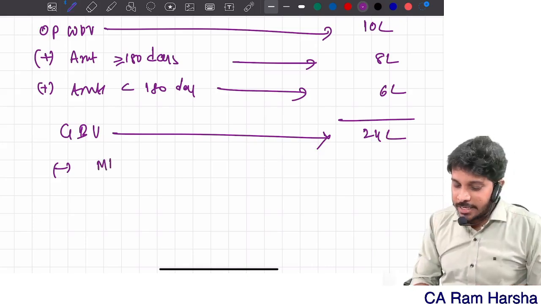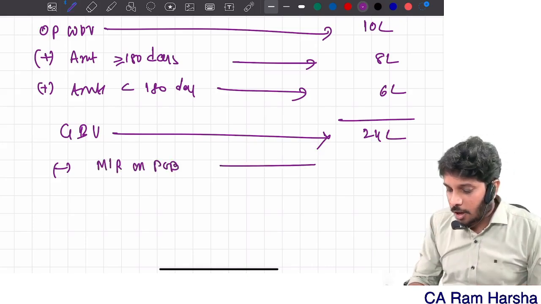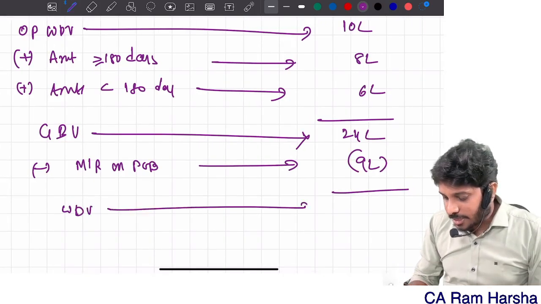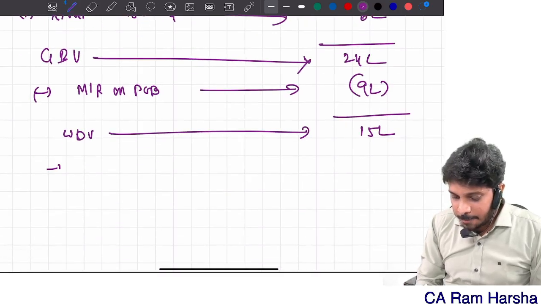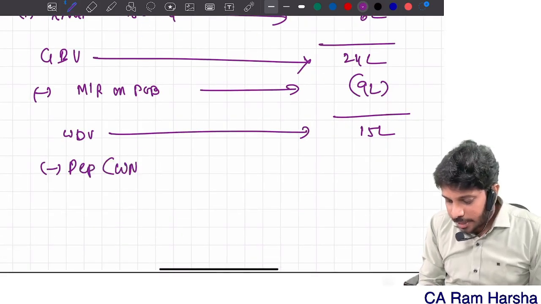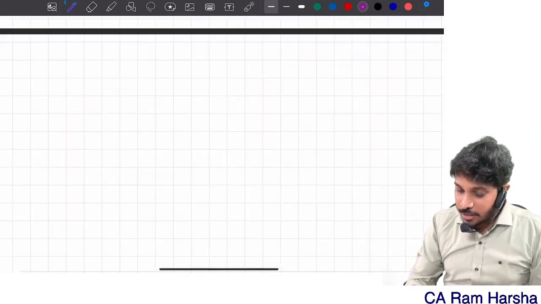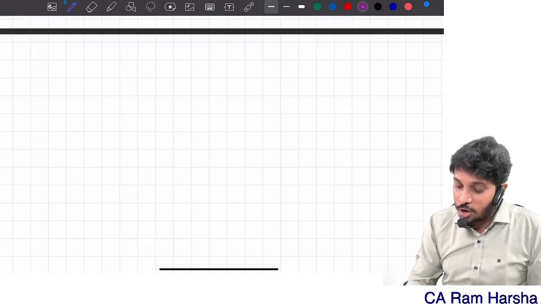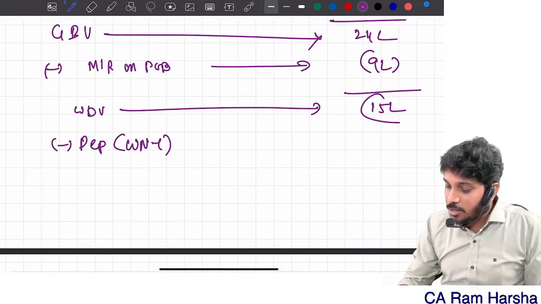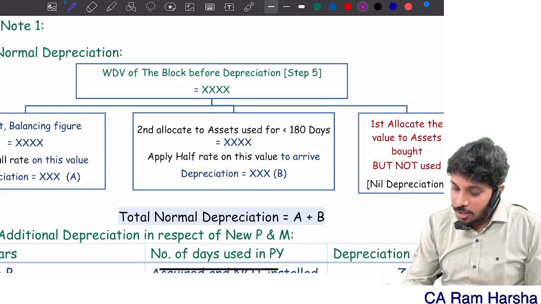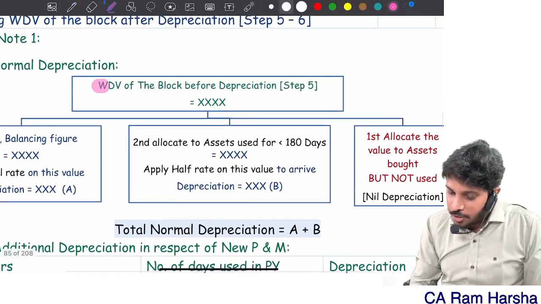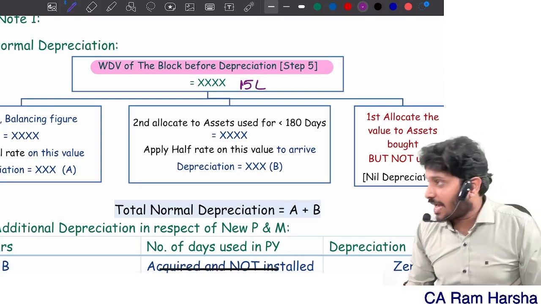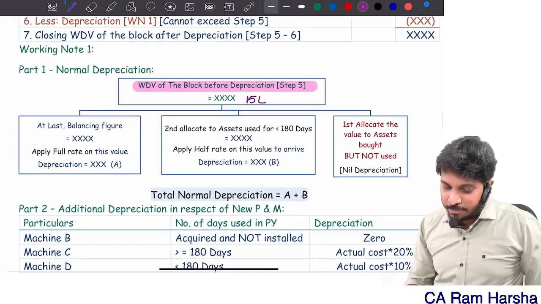Here, money received on part of a block is how much? Balance value, WDV of the block, is how much? 15 lakh minus depreciation, correct? Working note 1. So as per our book, working note 1, what does it say? WDV of the block before depreciation, as per our given example, how much is it? 15 lakh. Okay. Now look at the table below.